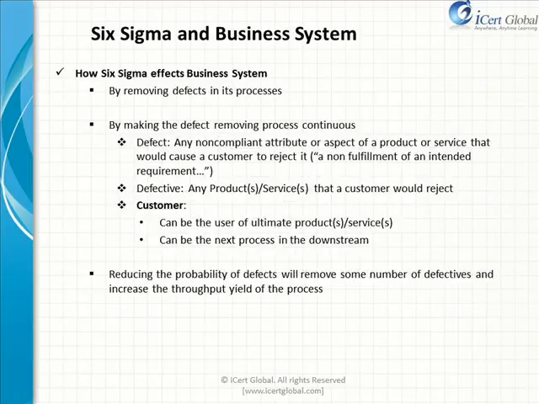How Six Sigma affects business system. Six Sigma removes defects in processes. It makes the defect removing process continuous. It reduces the probability of defects, and increases the throughput yield of the process.